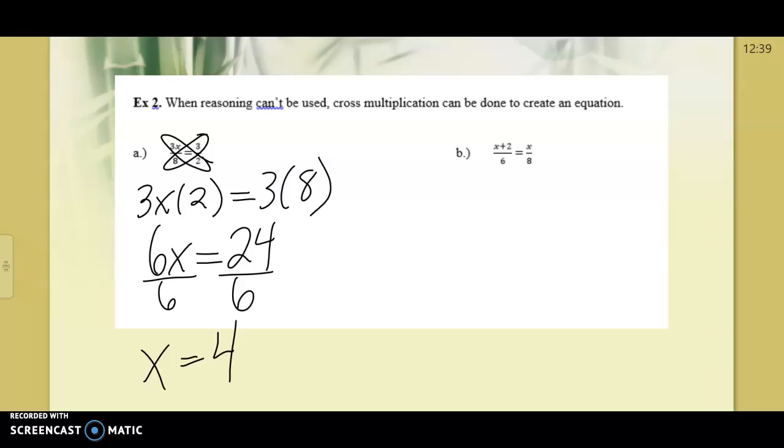Do one with me, or we do one, so let's give this a try. Letter B, x plus 2 over 6 equaling x over 8. Ooh, x's in both fractions. So let's go ahead and cross multiply. And I'm going to put an equal sign down. I'd like you to tell me what's on either side of that equal sign.